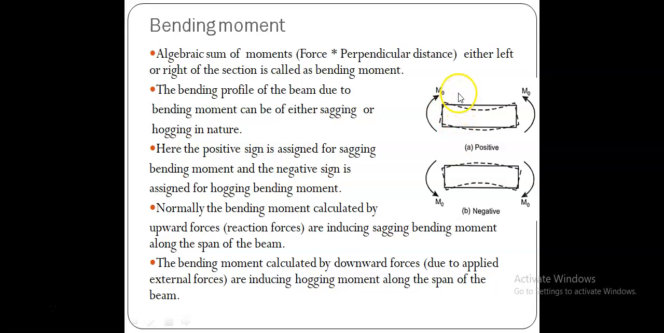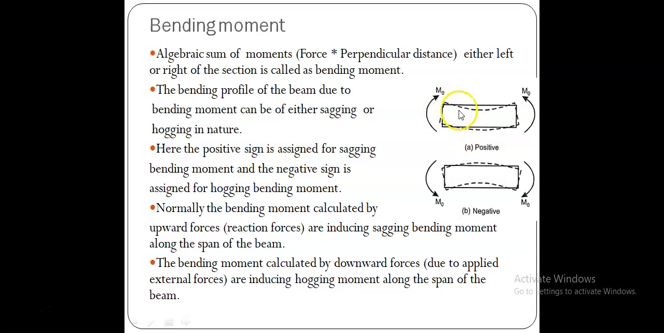Suppose I want to know the bending moment at this section, and there is a reaction force at this end, an upward force. This upward force into this distance gives the bending moment at this section. This force into distance produces the sagging moment. That is, reaction forces induce the sagging bending moment along the span of the beam. Like that, we also consider the bending moment calculated by downward forces.